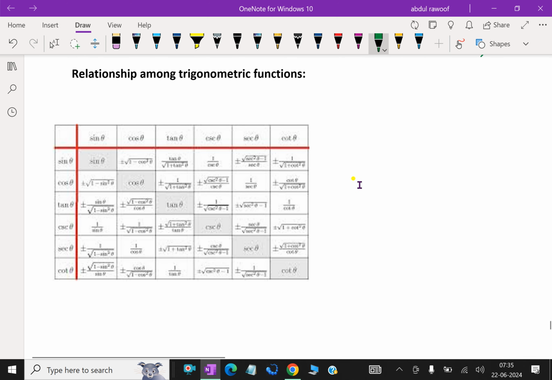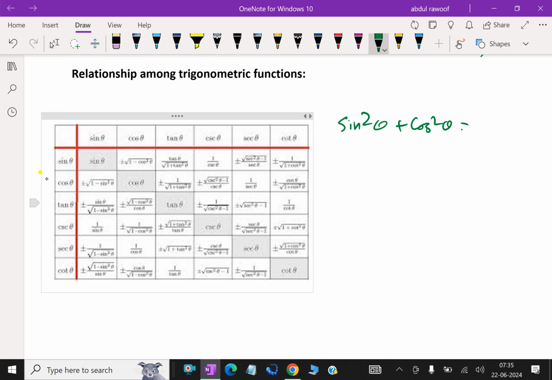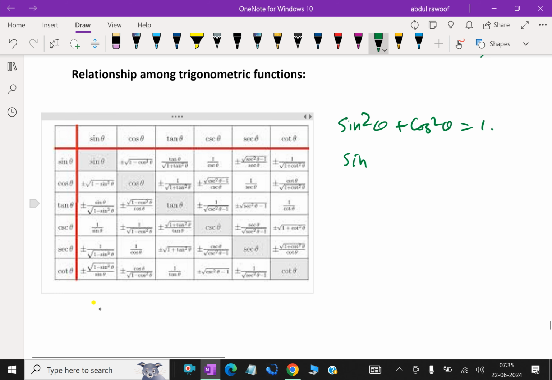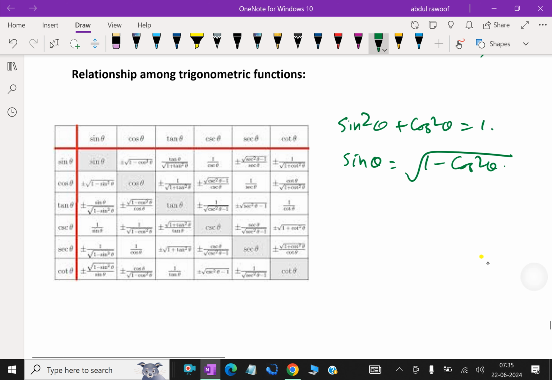Next, the relationship among trigonometric functions. The basic one is the Pythagorean identity: sine squared theta plus cos squared theta equals 1. By using this basic relation, we can get them all in tabular values. For example, sine squared theta equals 1 minus cos squared theta, so sine theta is the square root of 1 minus cos squared theta.